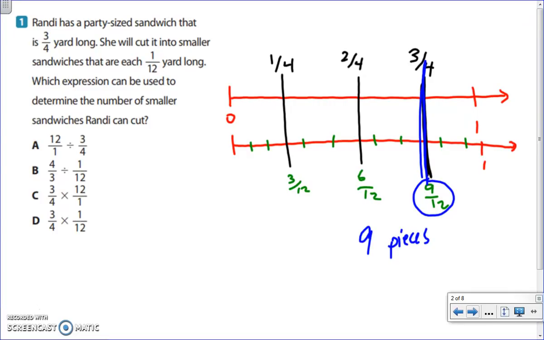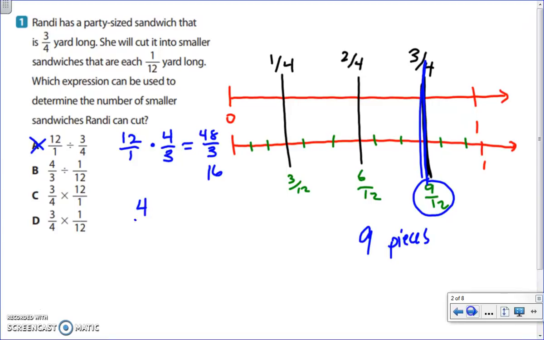When we're dividing fractions, we think about keep, change, flip. I know that's just kind of a rhyme to remember how to divide fractions, but 12/1, change division to multiplication, flip the second fraction, and we can multiply straight across or we can cross reduce. This is 48/3. 48 divided by 3 is 16. That's not the same as 9, so I don't think A is a good choice.